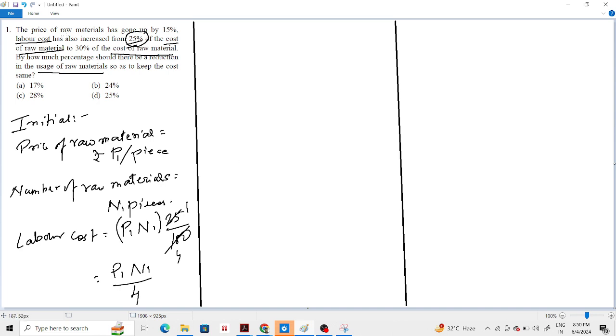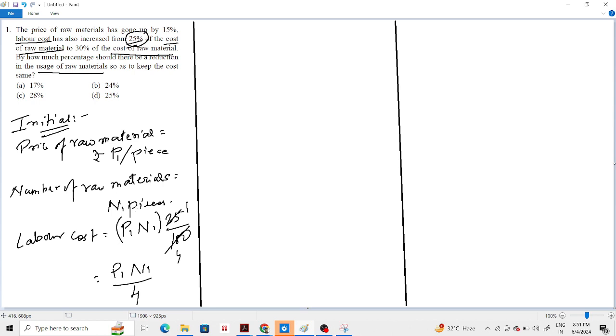Okay, so it is given that the labor cost is 25% of the cost of the raw material, the initial one. So what is the total cost of the raw material? That is important. Total cost of the raw material is what?